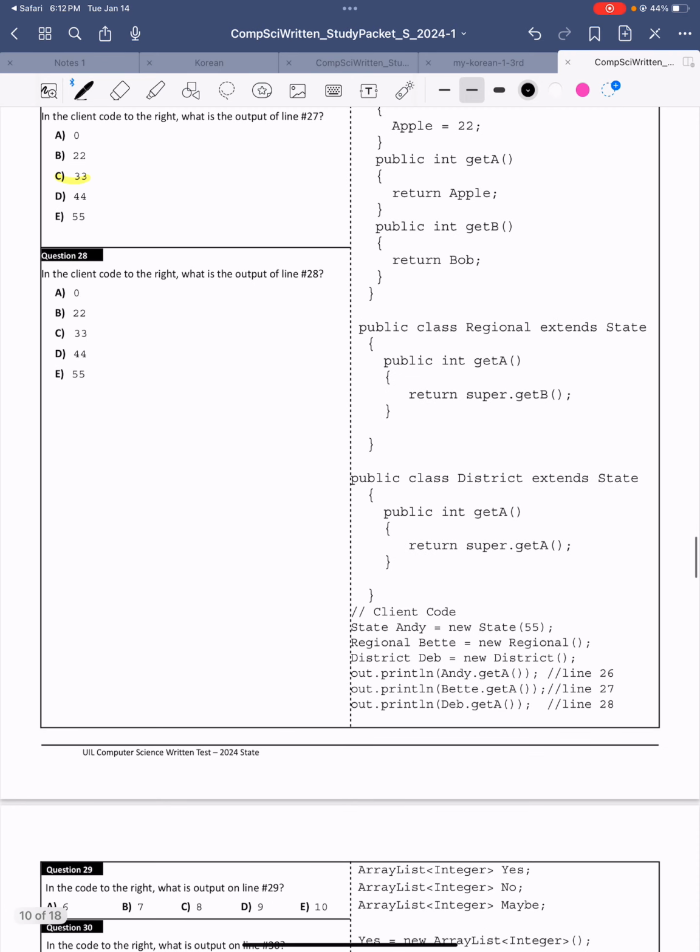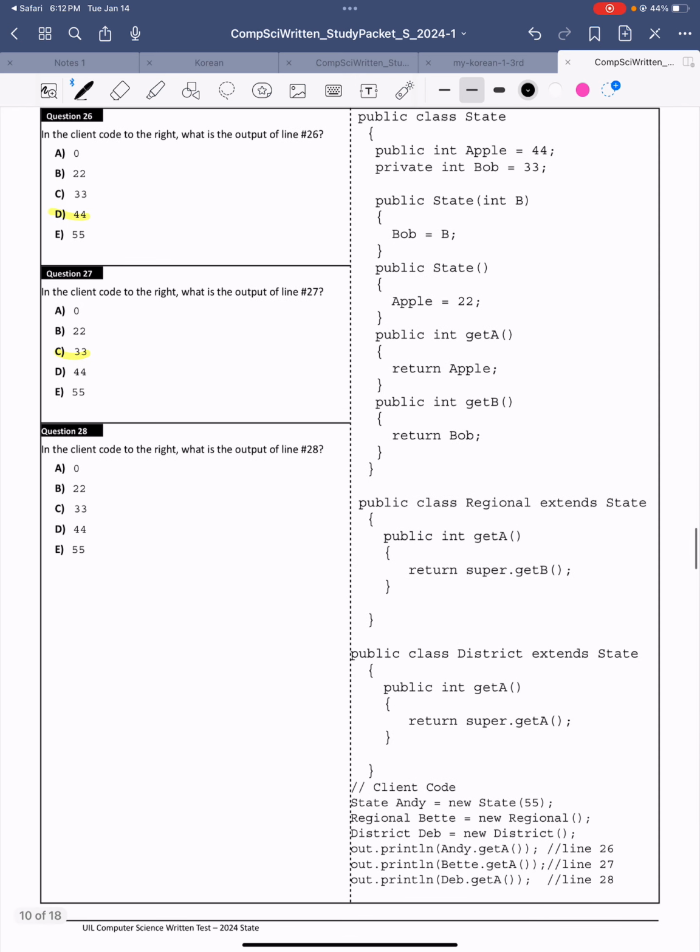Okay, 28. Deb.getA. So we have district. Look at district. getA is the getA method. Nothing gets passed in. So getA is return apple. So we look at the constructor with no parameter. Apple is 22. So the answer is B.